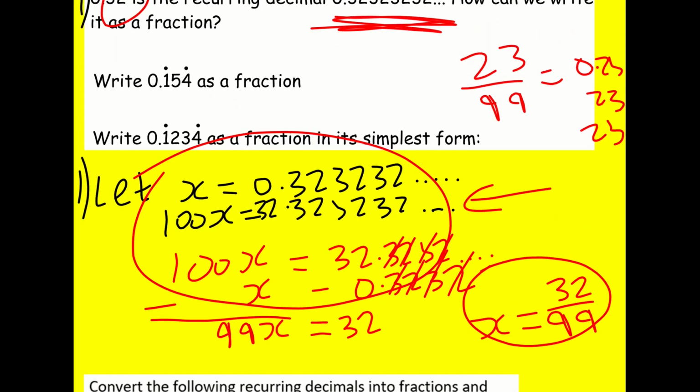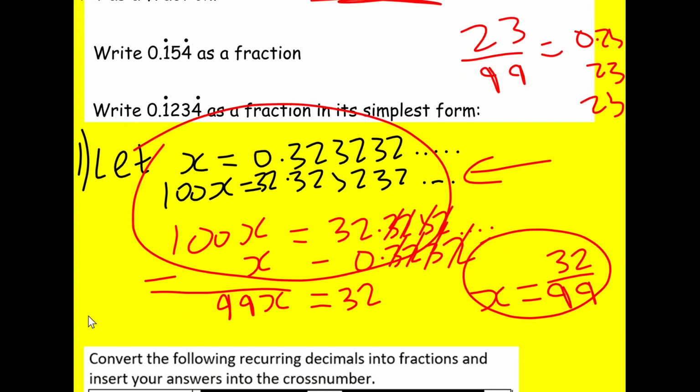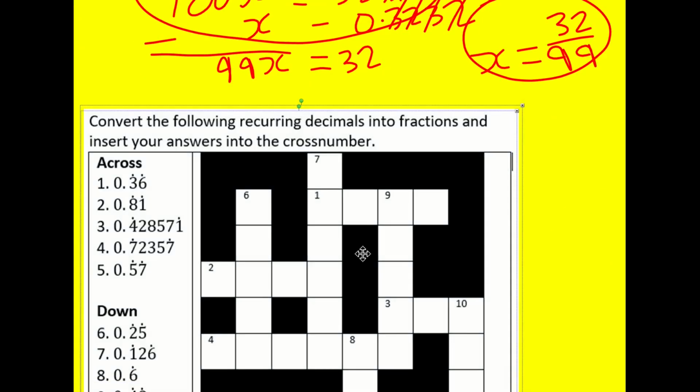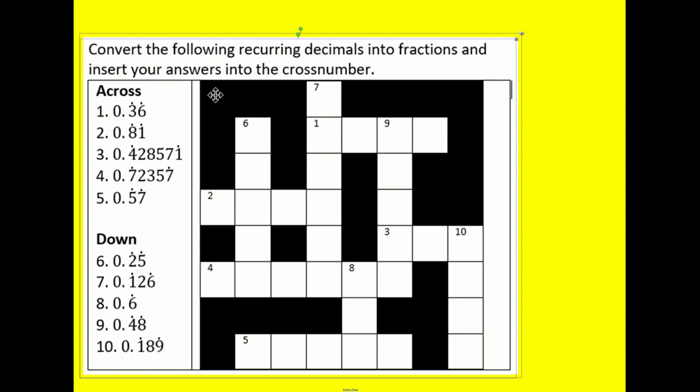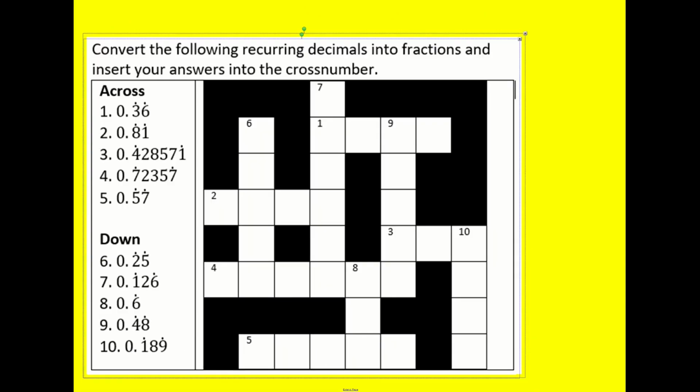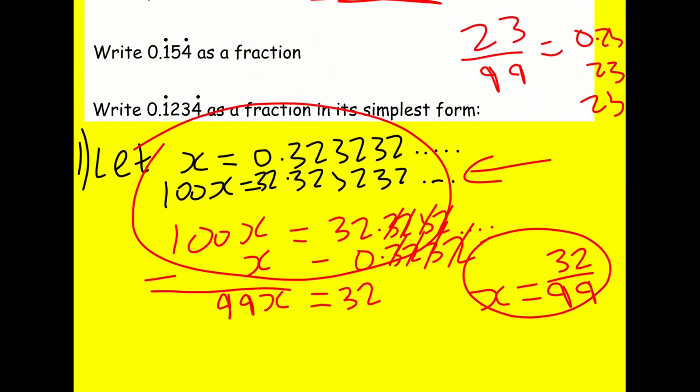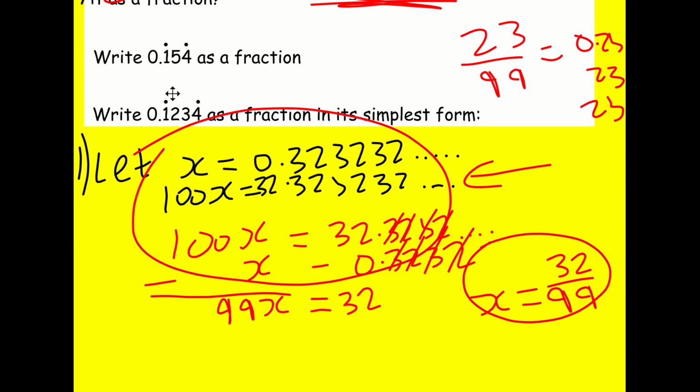Okay, let's look at the next one, 0.154 recurring. What do you think we might do here? If you're confident, I'd ask you to pause the video and try both of these and check with a calculator if you're right. Otherwise, I'm going to continue with them.